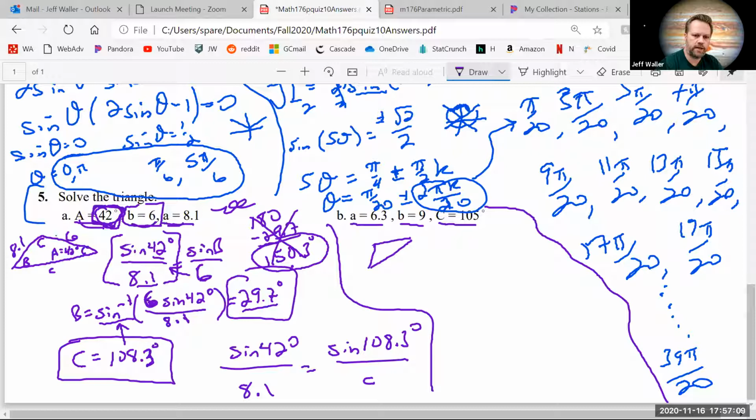So here A is 6.3, B is 9, and C is going to be the angle between them, because this will be B, this will be A, and this will be 105. Again, with the small triangle. Okay. So like we said, this is law of cosines. This is a classic law of cosines where you have side, angle, side.